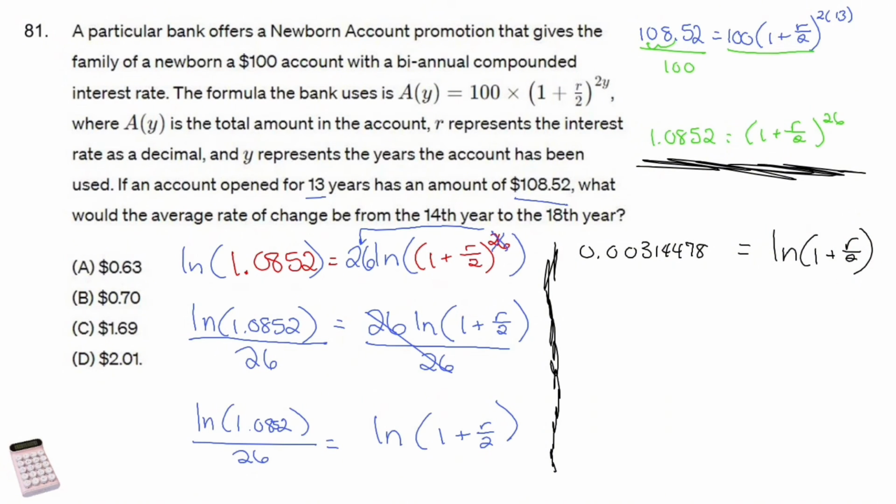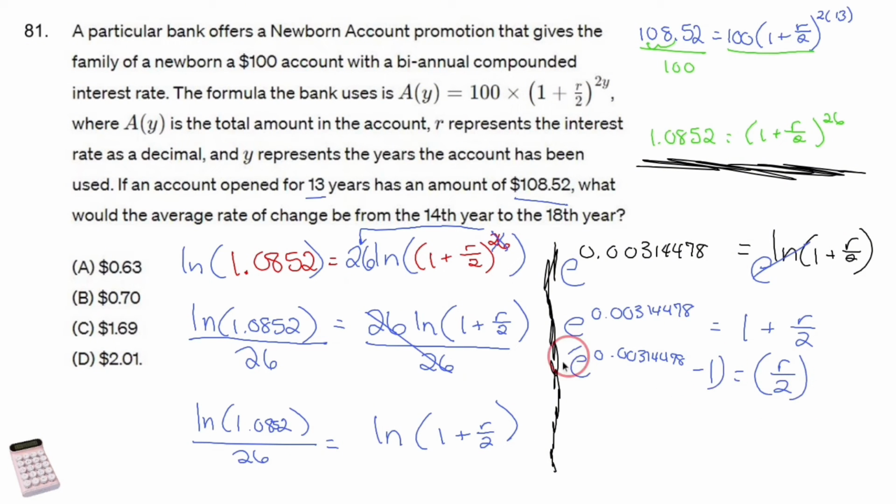So what I'm going to do is I'm going to e both sides. So you're going to be e to that gross number equals that. That allows the two to cancel each other out. So I have e to the 0.00314478 equals 1 plus r over 2. Subtract 1 from both sides. That equals r over 2, and multiply both sides by 2, and you can now find your r.